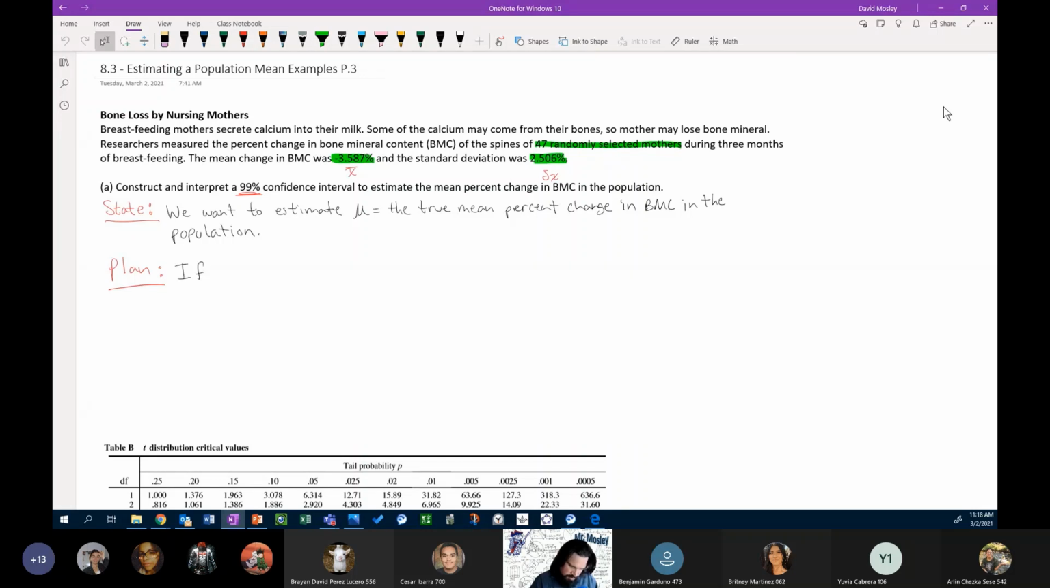We have if conditions are met. We will use the 1 sample t interval for mu. Right, this will be our inference method. So now we need to check, are all of our conditions satisfied?